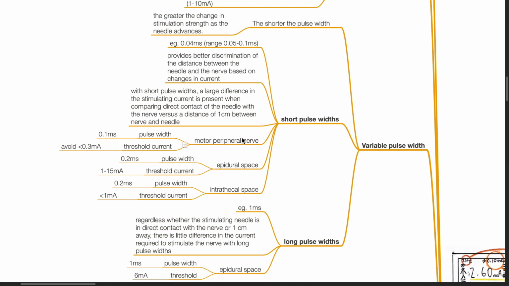The typical settings for motor peripheral nerve: pulse width is 0.1 millisecond, threshold current, avoid less than 0.3 milliamperes. For epidural space, pulse width is 0.2 millisecond, threshold current is 1 to 15 milliamperes. For intrathecal space, pulse width is 0.2 millisecond, threshold current is less than 1 milliamp.